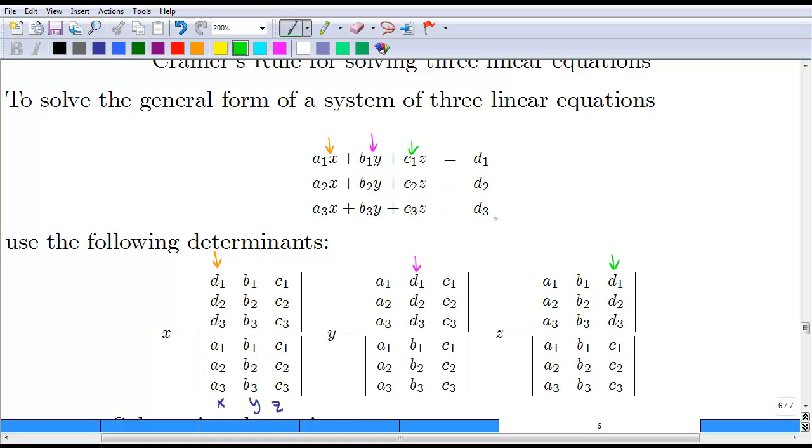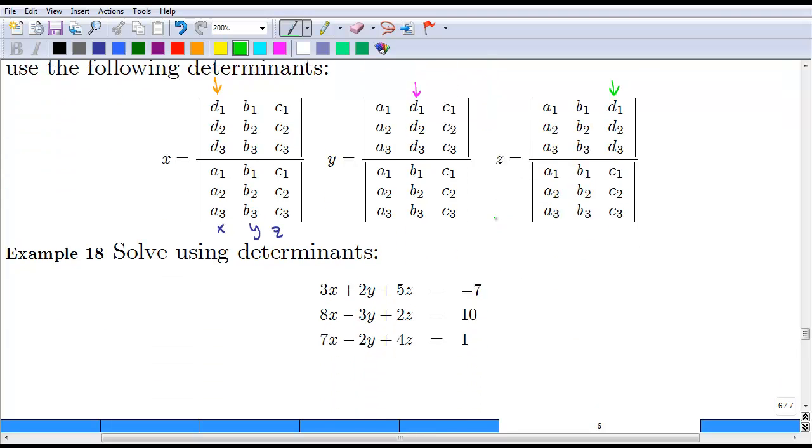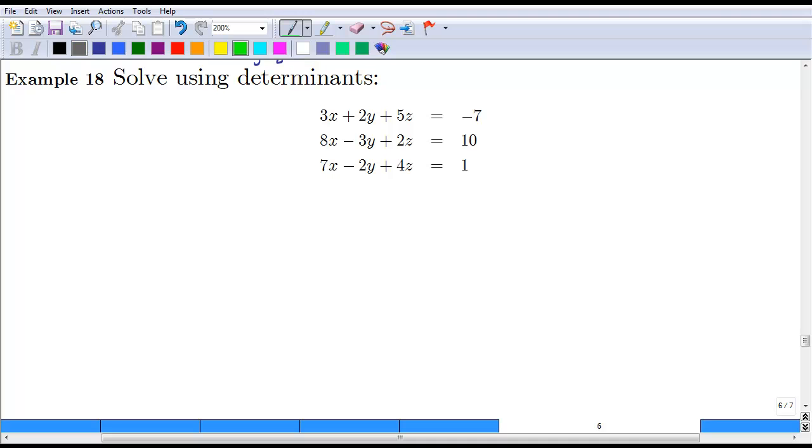Keep in mind that for all of these systems of equations, we need to have them in this form where the x's, y's, and z's are all in their proper place and the constant is on the other side of the equation. So let's try a 3x3 system of equations. And again, sometimes it is helpful to just find the denominator first. So let's do that in this case.